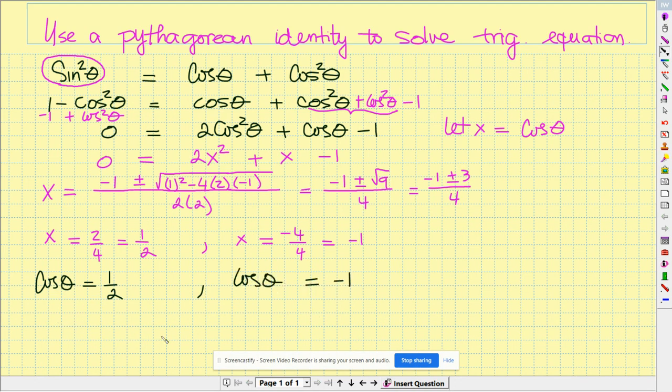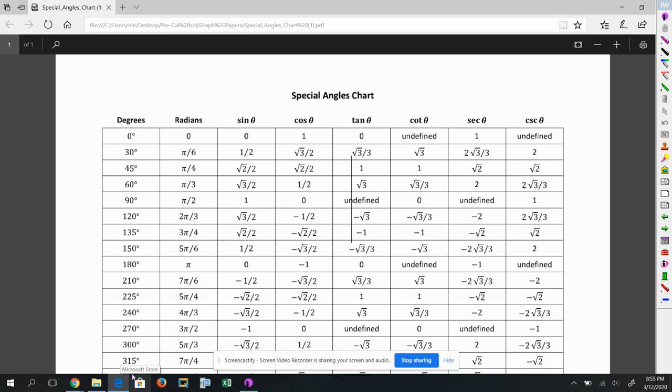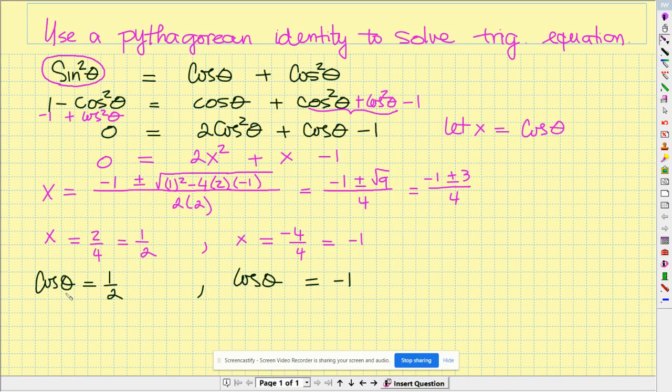Now we just go ahead and use the special angle table that you create in your notebook, and that will give us, for the first equation, the angle theta is pi over 3 and 5 pi over 3. And then for the second equation, that gives us the angle theta equals pi.